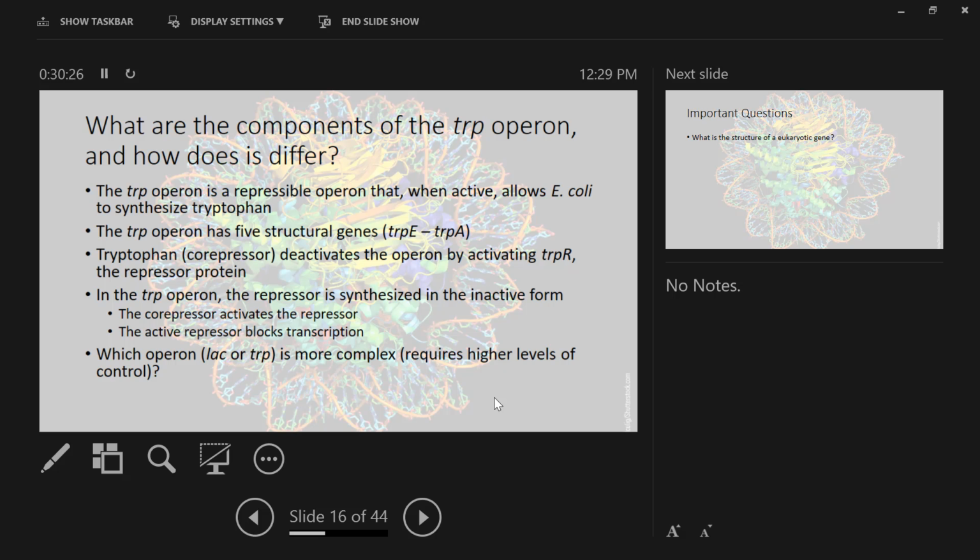And then we have one more question that we're going to deal with. I want you to take about 60 seconds, talk about this with those around you. Which operon, the lac or the trp operon, is more complex, requiring higher levels of control? This is another really, really good question.